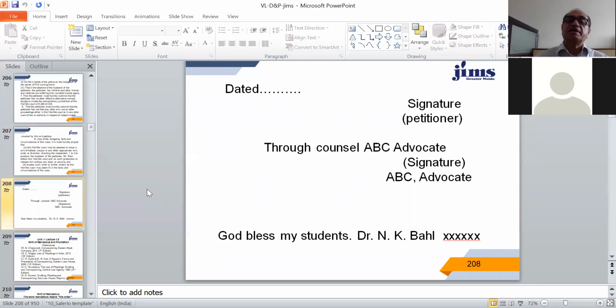You will have to mention the date, and then the signature of the petitioner is required, and then the counsel who has filed this petition, you will write down through counsel ABC, advocate, his signatures are also to be appended at the end of this petition.